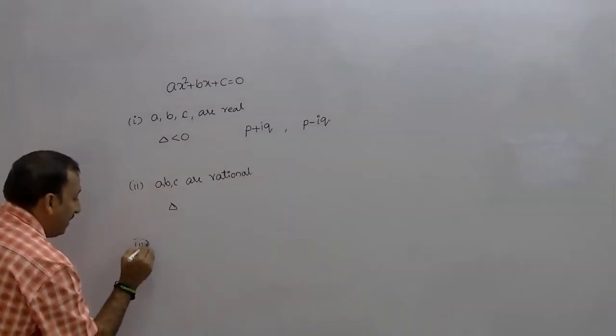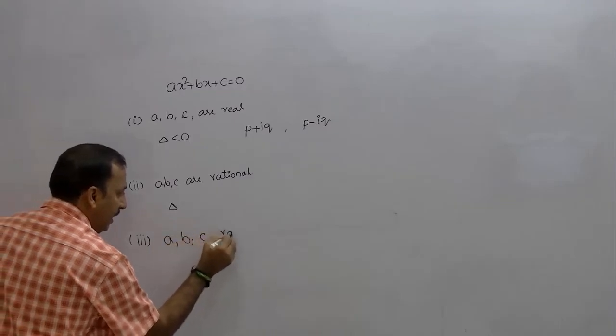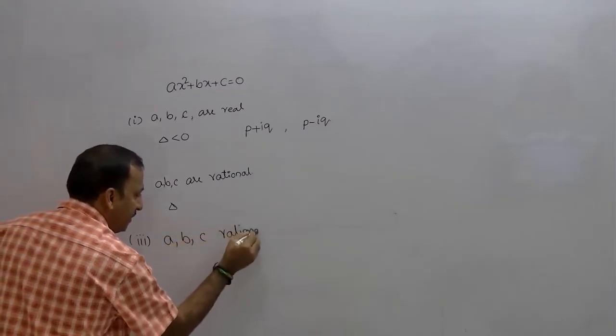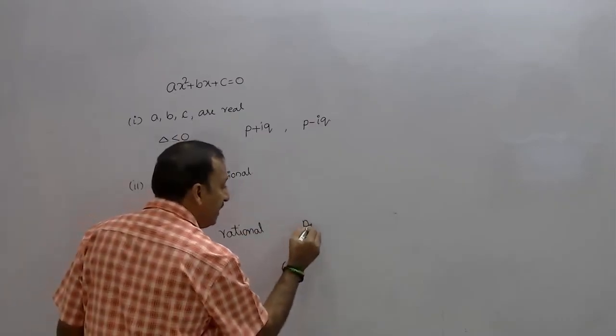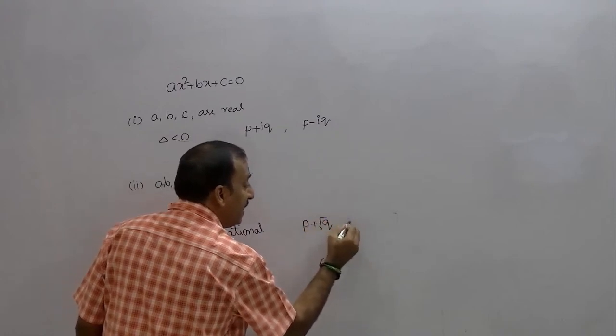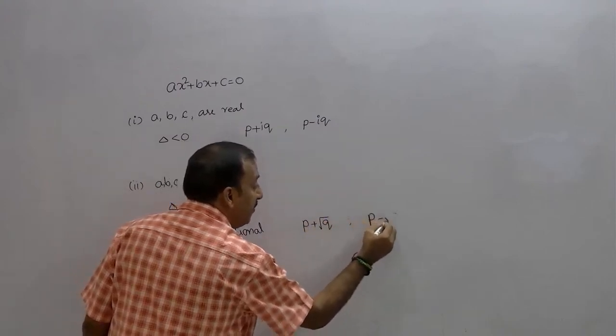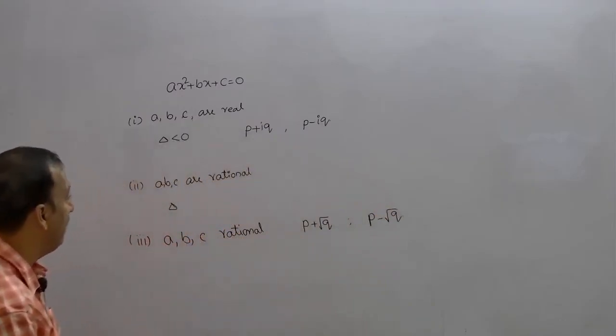Third one, a, b, c are rational, and if one root of the equation is p plus root q, then the other root must be p minus root q. These three points are very, very important.